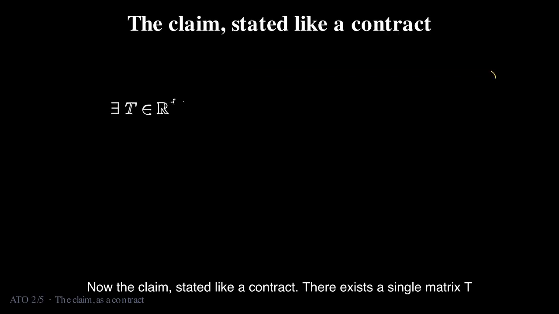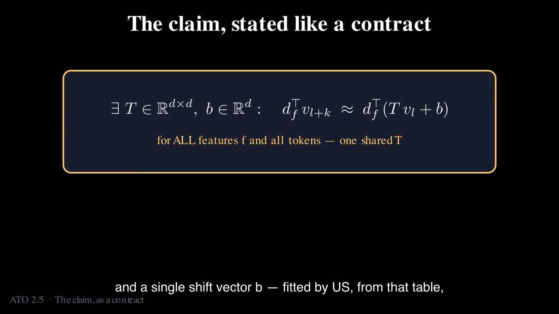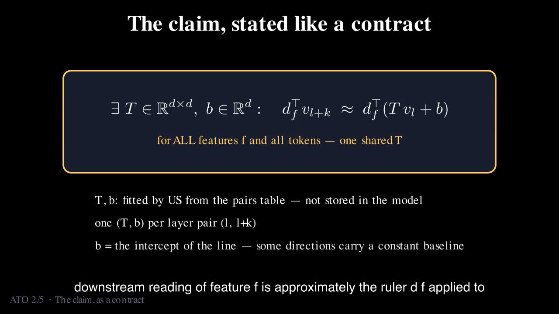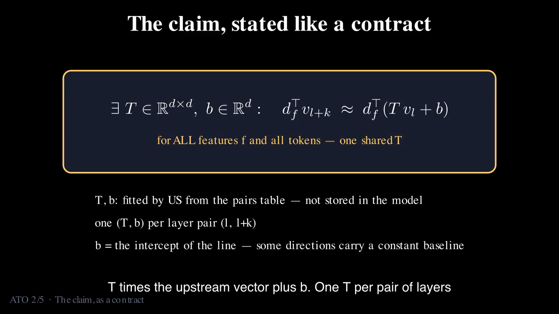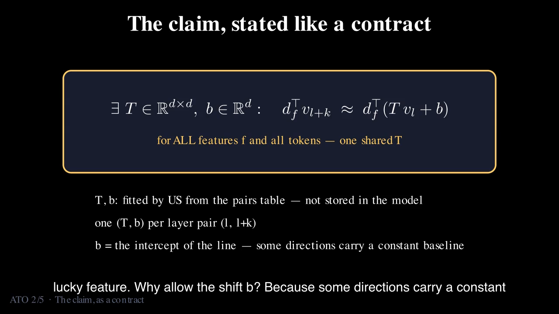Now the claim, stated like a contract. There exists a single matrix T and a single shift vector B, fitted by us from that table, not stored anywhere in the model, such that for every token, the downstream reading of feature F is approximately the ruler dF applied to T times the upstream vector plus B. 1 T per pair of layers, and the same T must work for all 16,000 features at once. That's what makes this a claim about the stream, not about one lucky feature.